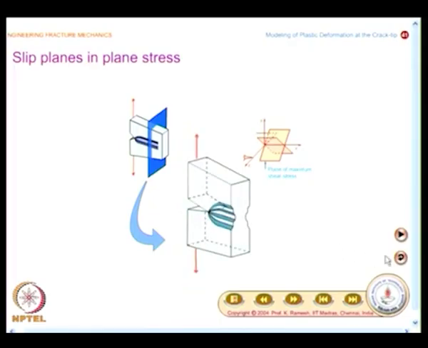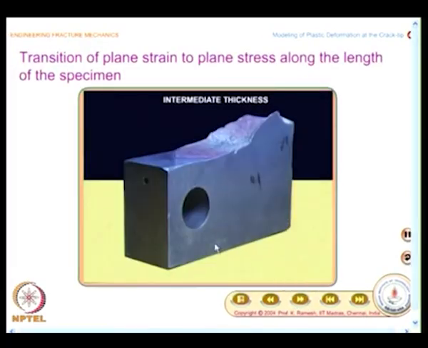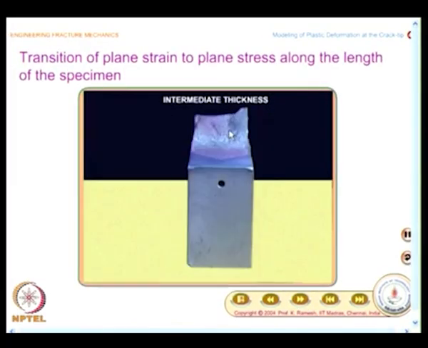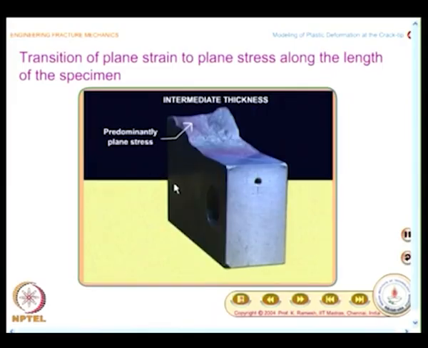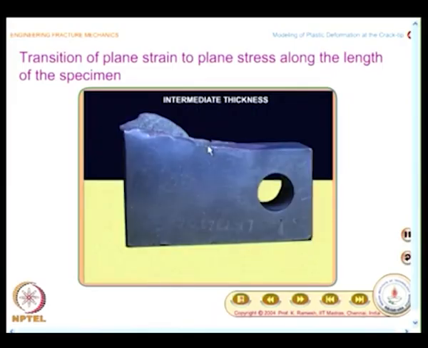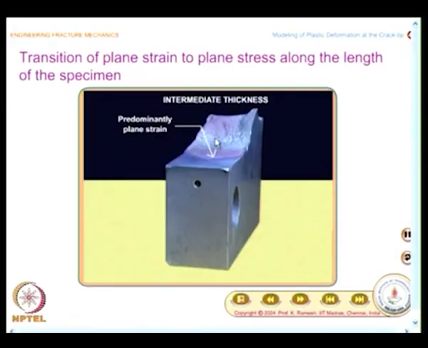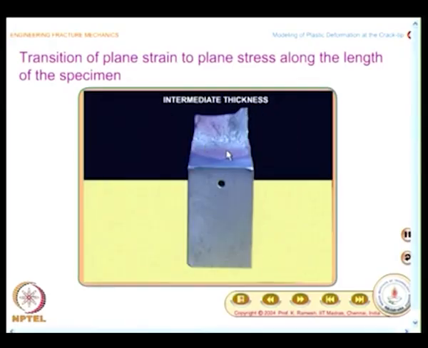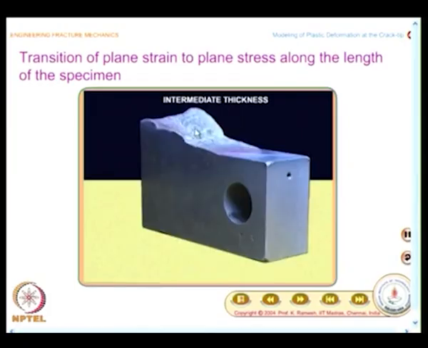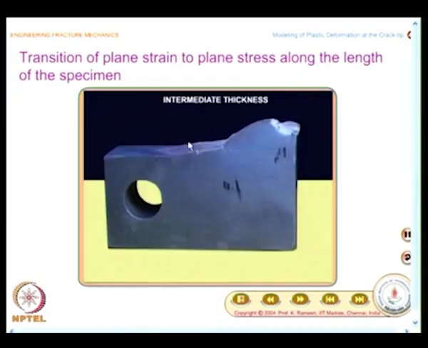So, I have slipping action taking place like this, and it is highly exaggerated. You will not see real steps in the case of actual specimen. And when you actually see a fractured specimen, whatever we have discussed is seen in that. Initial stages, crack propagates by tearing, predominantly plane strain. Ahead of the crack, what you find is you have a shear lip.